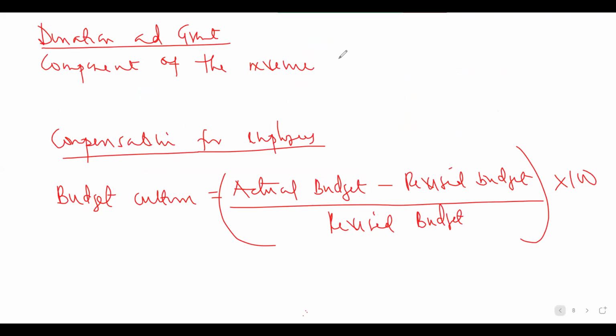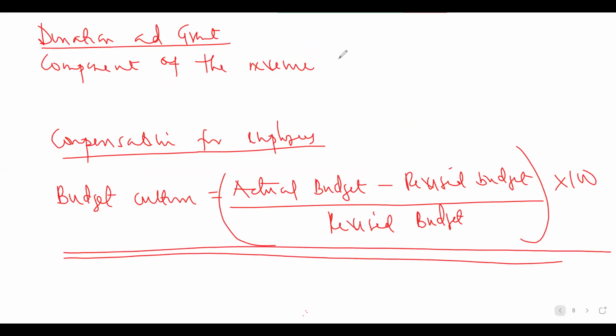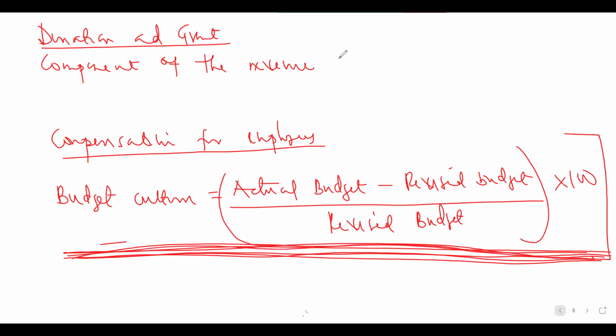Please, this is how we calculate our outturn. Our outturn is calculated as actual budget minus the revised. So anything in a bracket means a reduction. Outturn is calculated as the actual minus the what? The revised. So anything in a bracket over here to us is a reduction, not an increment.